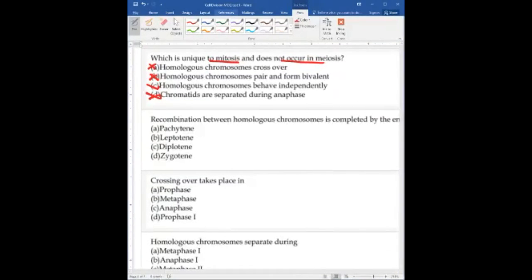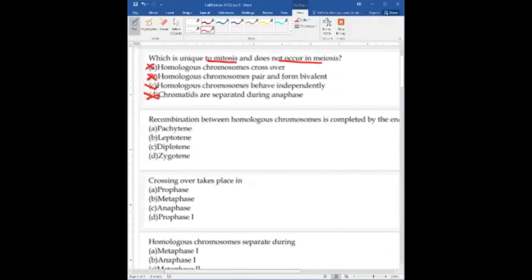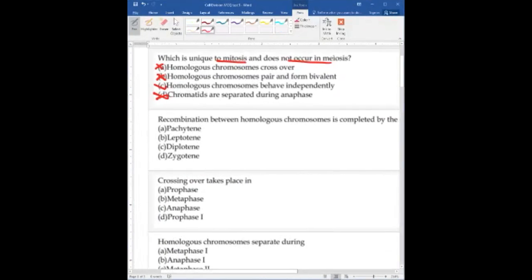Okay, guys, let's move on to the next one. The next question I want answered from Darshanita especially. Darshanita, tell me: recombination between homologous chromosomes is completed by the end of what? Yes, very nice. Everybody, the rest of you also try. Yes, the answer is patching. Very nice. It is going to be patching.